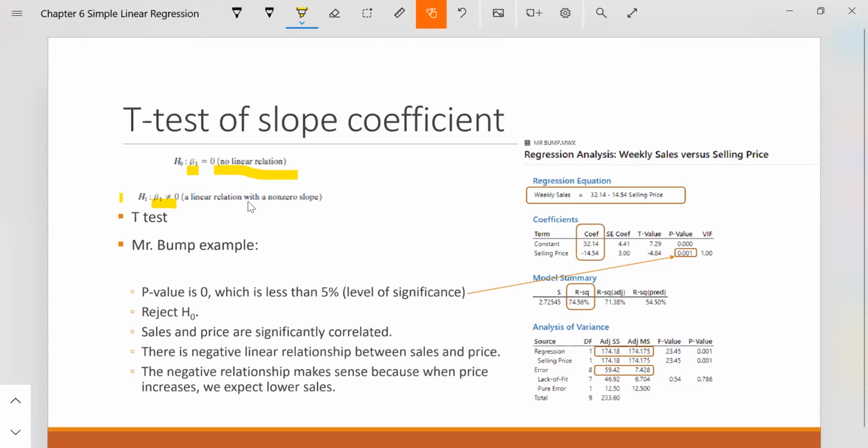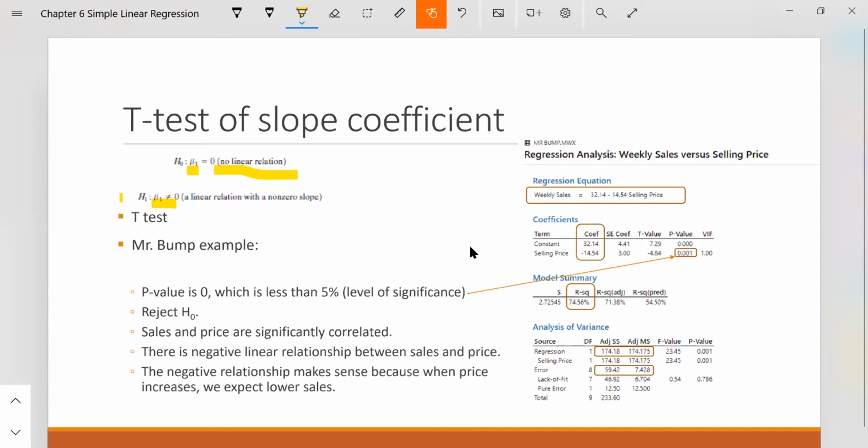And notice that this beta 1 is not equal to negative 14.54. Negative 14.54 is the b1. b1 is an estimate of beta 1 based on the data. Beta 1 represents the overall relationship between X and Y for the whole population, for all milk sales.